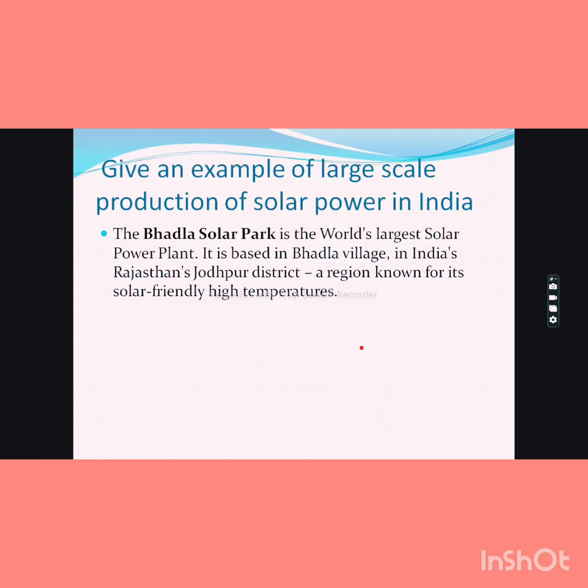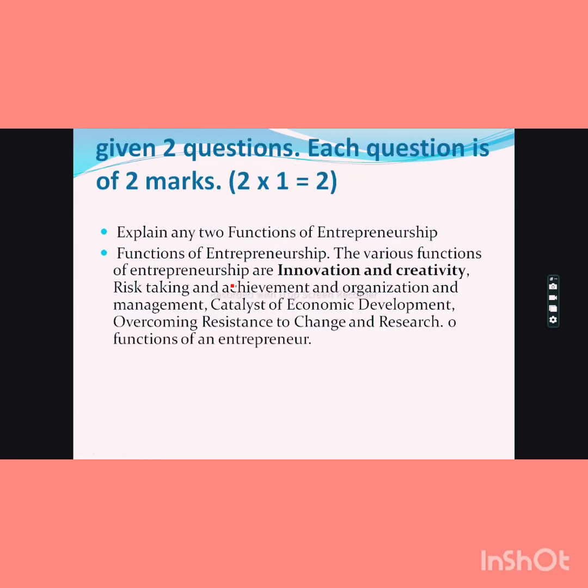Give an example of large scale production of solar power in India. Which is the large scale production of solar power? The Bhadla Solar Park is the world's largest solar power plant. It is based in the Bhadla village in India's Rajasthan. In Rajasthan, this village is located. Jodhpur, a region known for its solar friendly high temperature.